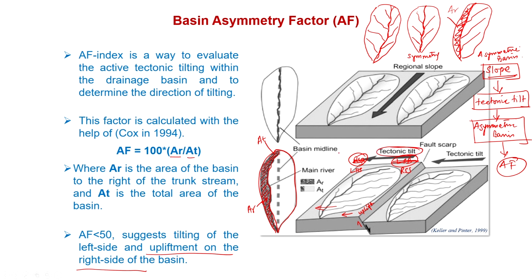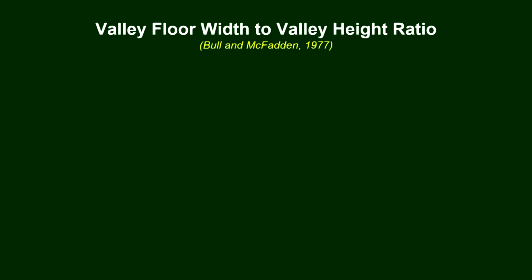So, there are more parameters which you can use to identify the tectonic influence. Another one is the valley floor width to valley height ratio. Okay. And this is quite interesting, again similar to the previous two. If you have a valley, usually we talk about a valley something like this. Okay.